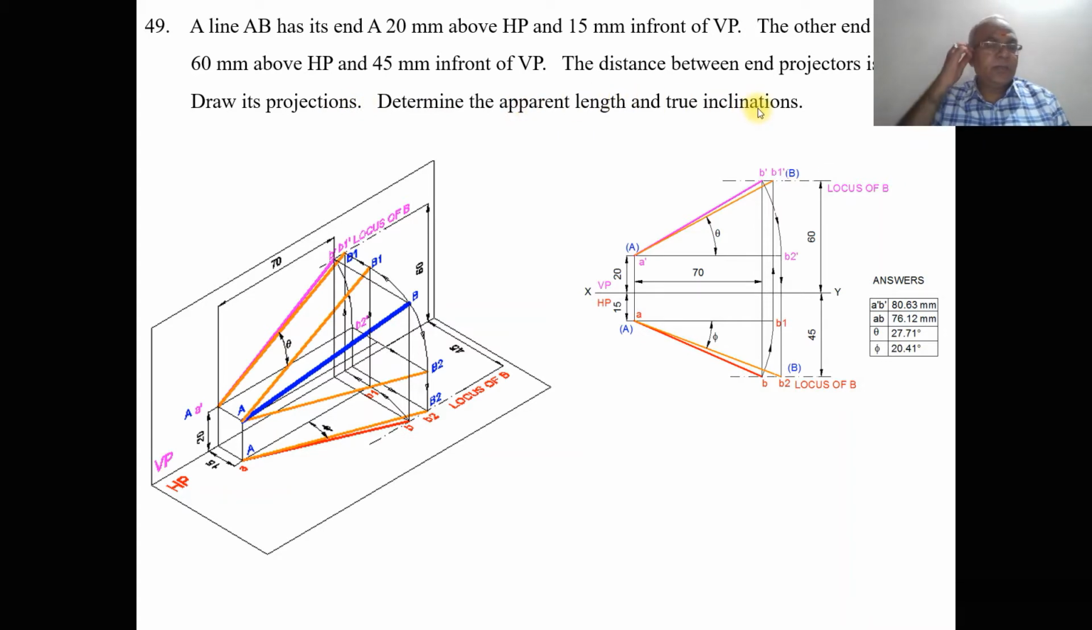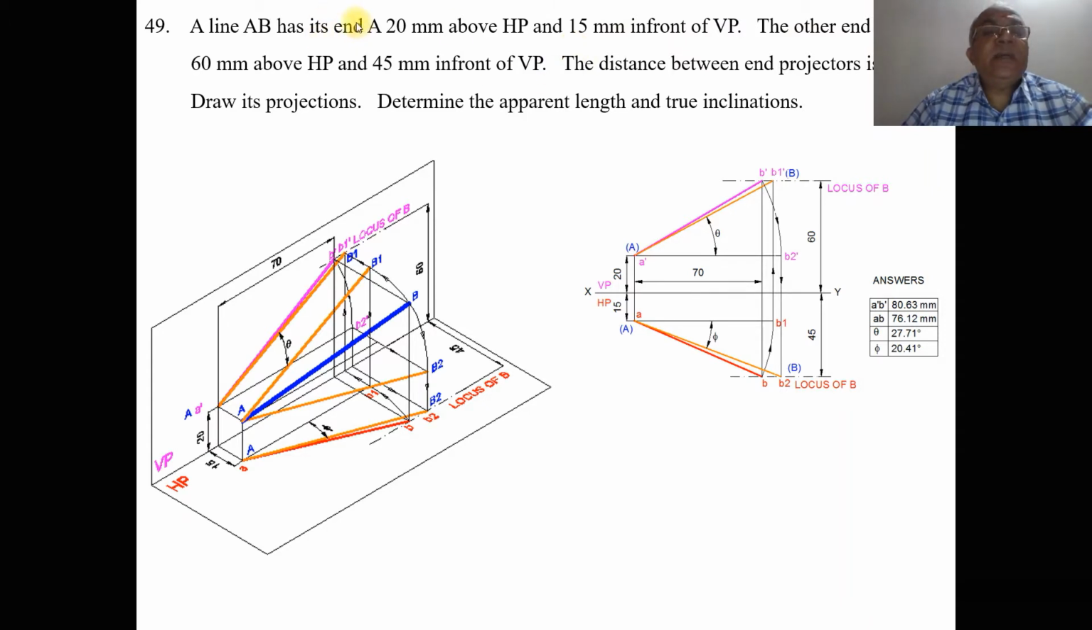So there we were finding out the true length and only apparent inclinations. But here we are finding out apparent length and true inclinations. So now to find this, first we are going to analyze this problem in 3D.